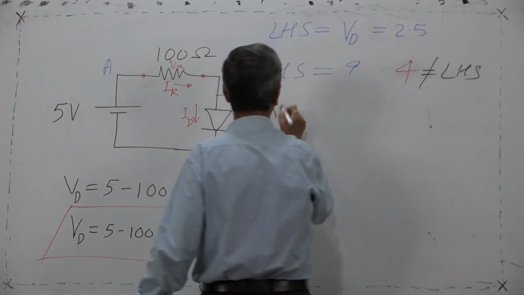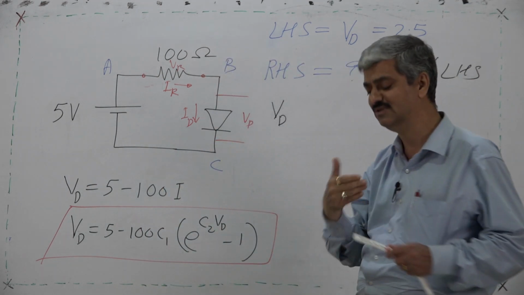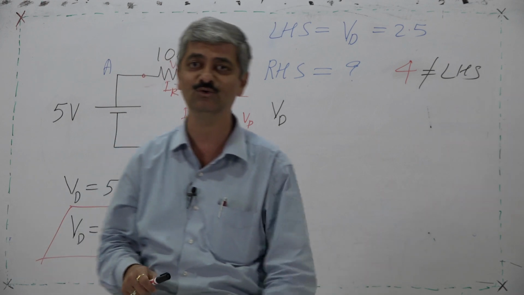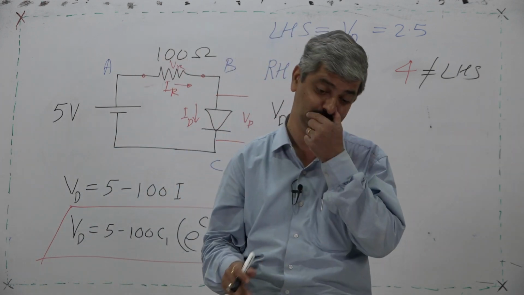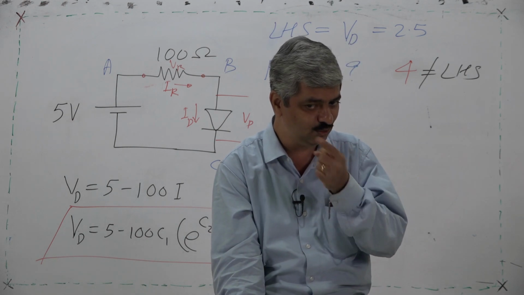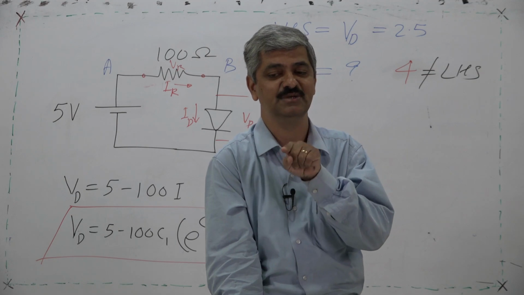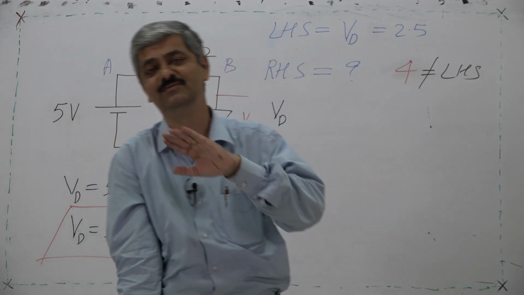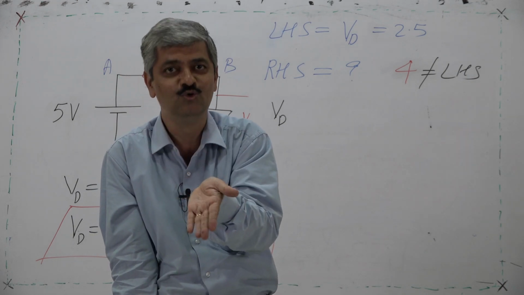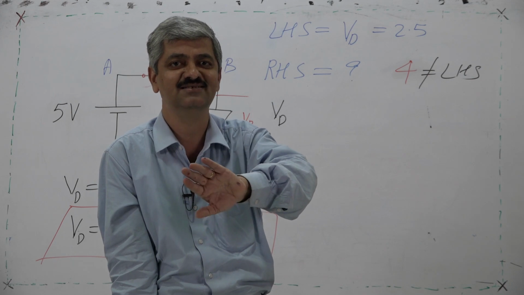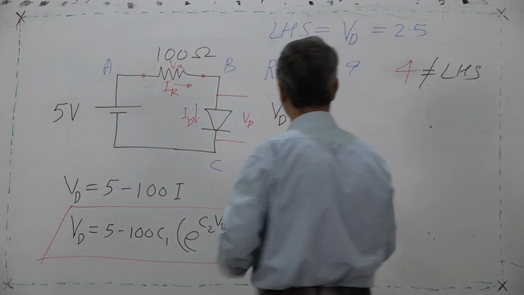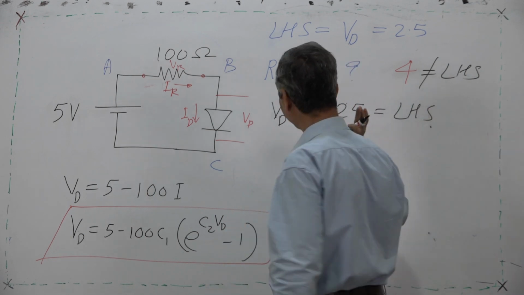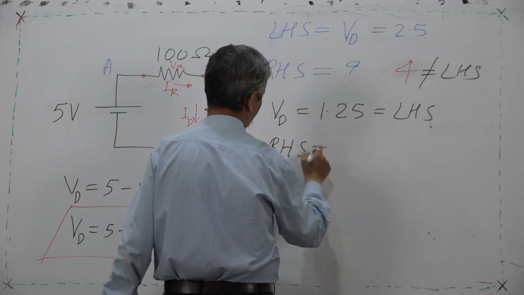Then you start with the next value of VD. How can we make the students learn? I said it will be between 0 and 5, and we start with 2.5, then successive approximation. Now you can choose between 2.5 and 5, or between 2.5 and 0. Use common sense and choose 1.25. Let VD be equal to 1.25, that is LHS, and then find RHS. I think everybody can find it, it is very simple.